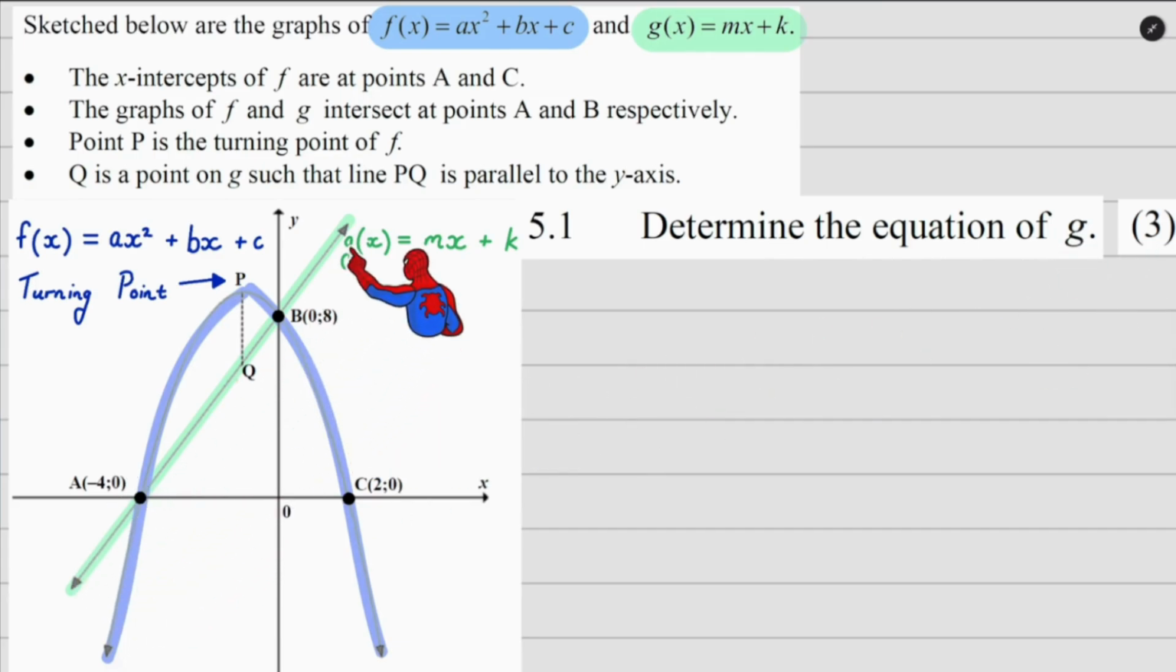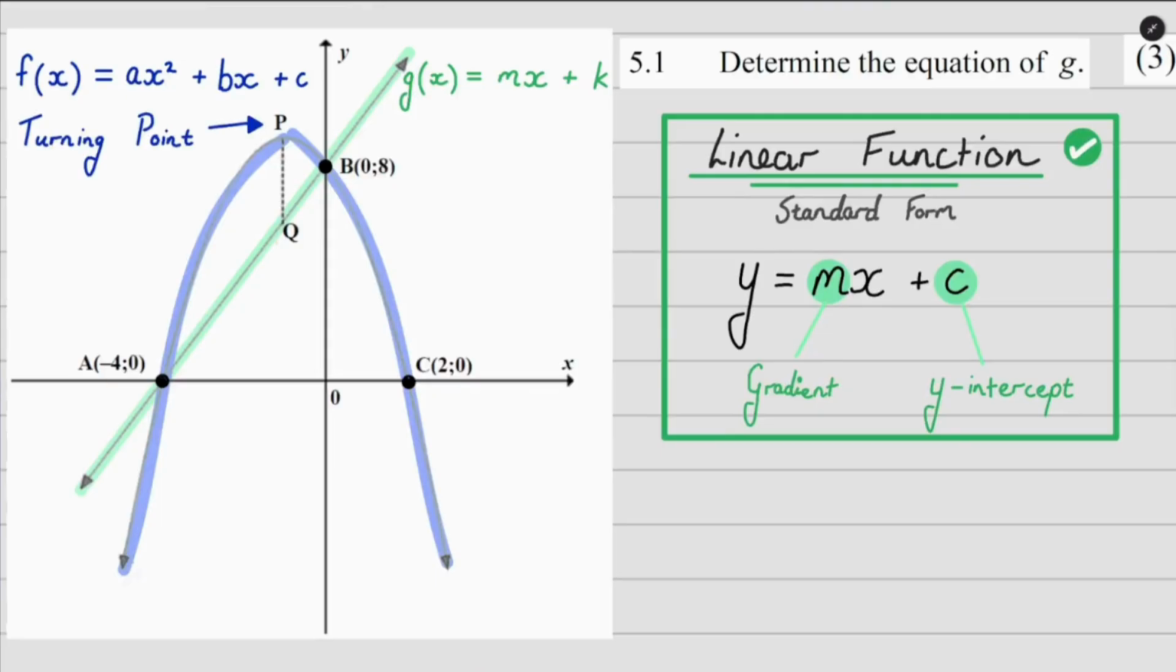G is the green graph, and it's a straight line. So let's run through how we get the equation of a straight line. Okay, so a linear function has the standard form of y equals mx plus c, but they've named this one mx plus k just to confuse us a little bit. So this isn't a c, it's a k in our case. And that doesn't change much. It's still a placeholder for the y-intercept.